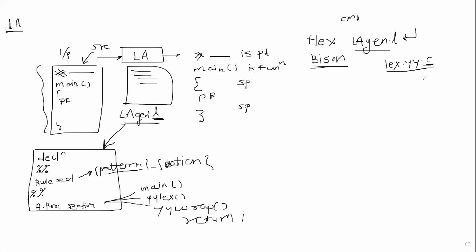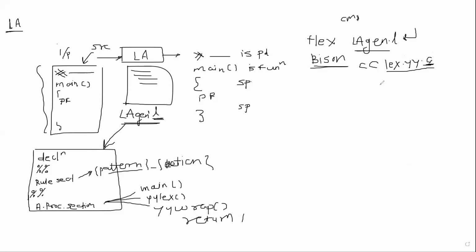Whatever may be your file name, after performing Flex compilation, you are going to get a fixed name file, that is lex.yy.c. Once you get this lex.yy.c, the next step is you have to do the C compilation now, because this is your C file. So for this C file, you have to perform the C compilation.